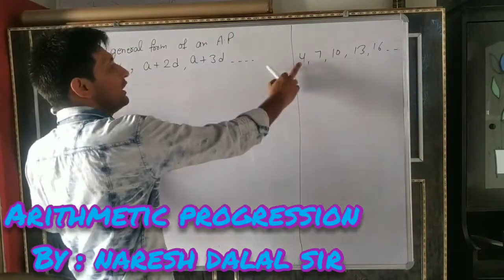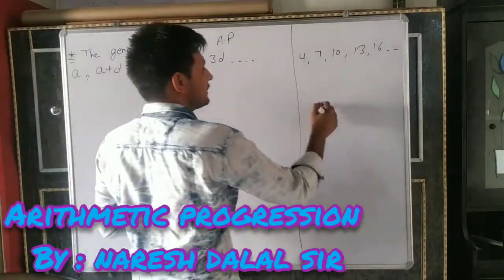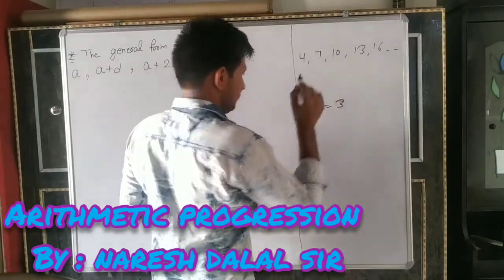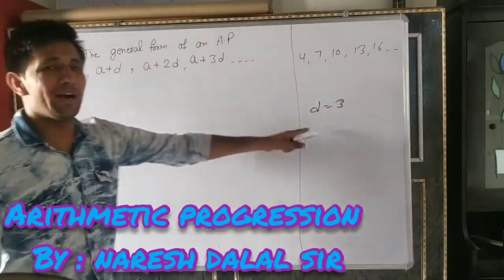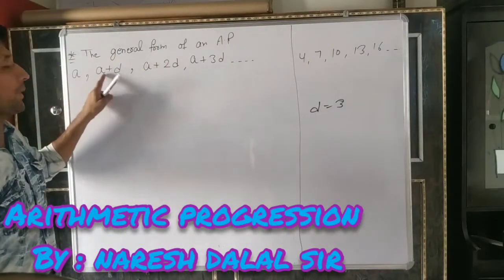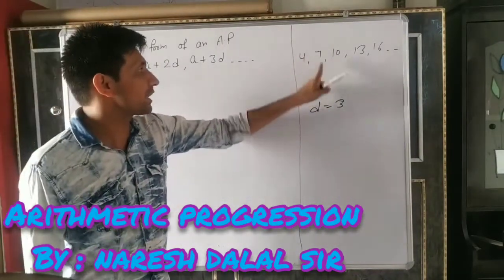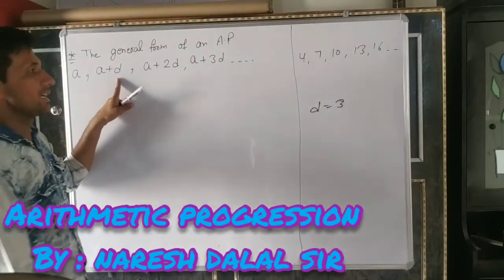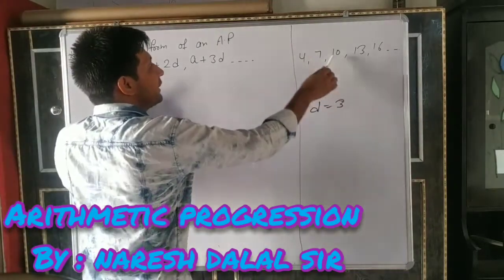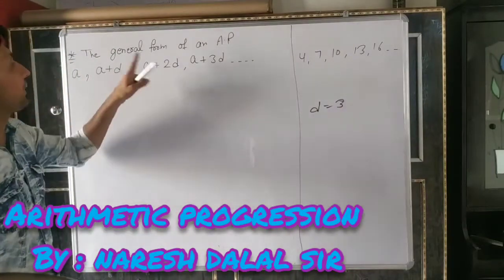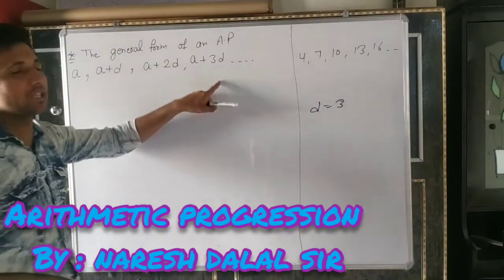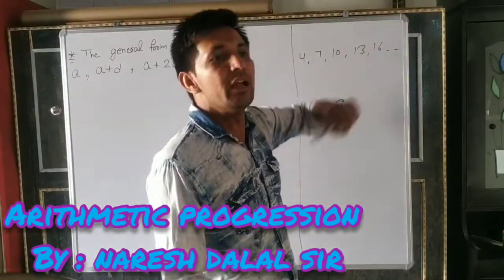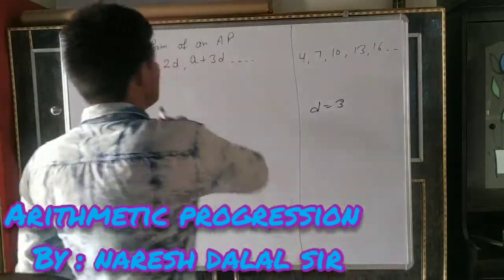Suppose the A value is 4 and the common difference D is 3. So how to find the second term? A plus D. So 4 plus 3, 7. Understand? So it is A plus D. Next, 7 plus 3, 10. A plus D plus D, A plus 2D, A plus 3D, A plus 4D, A plus 5D, A plus 6D, A plus 7D. Like this one, we can write this AP up to any term.